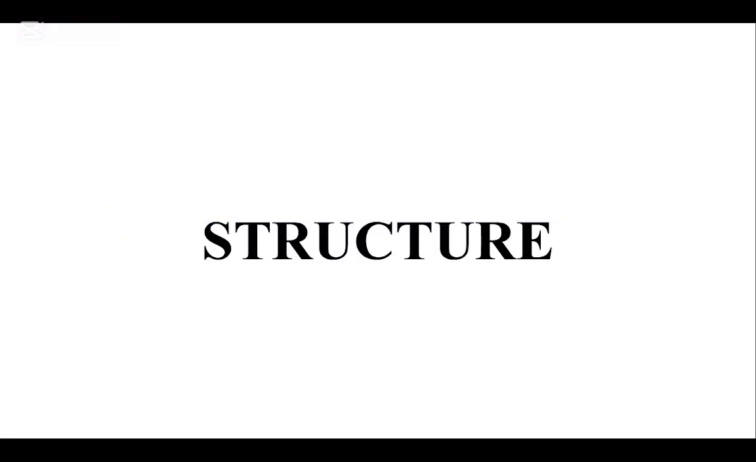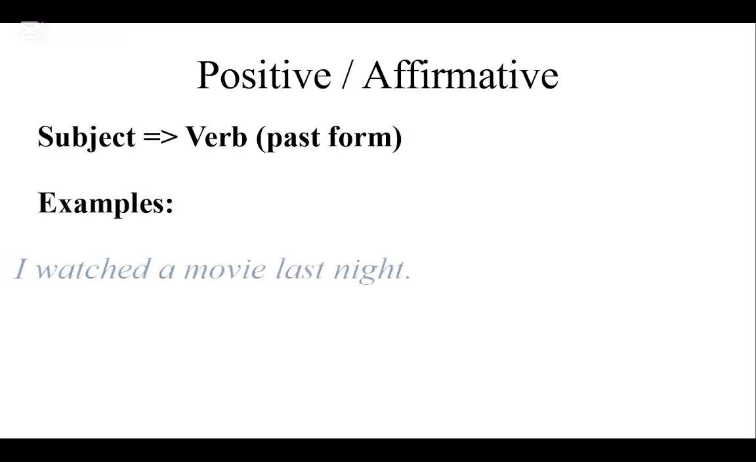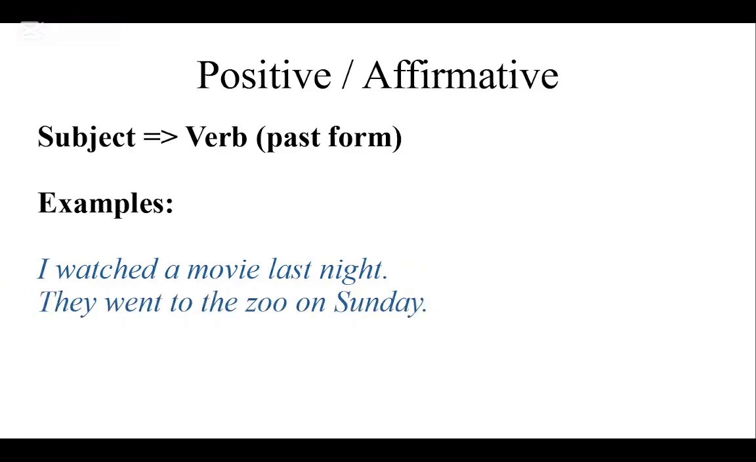Now let's look at how to use the past simple in different sentence types. There are 4 forms we need to cover. Positive or affirmative sentences. The structure is subject followed by the past form of the verb. For example, I watched a movie last night. They went to the zoo on Sunday.